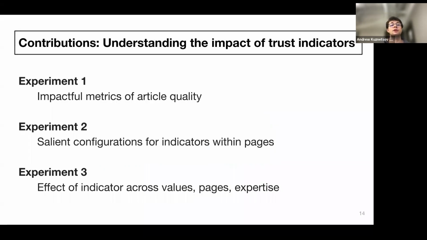Bringing it all together, this work has three main focuses as we try and understand the space of trust indicators. What signals are most impactful for your trust? What low footprint configuration can be noticeable to users? And ultimately, in experiment 3, we want to also understand how a trust indicator changes perceived trust across indicator values, articles, and users. As previously mentioned, in experiment 1, we set out to find impactful signals of article quality.